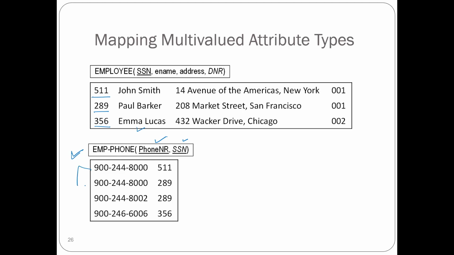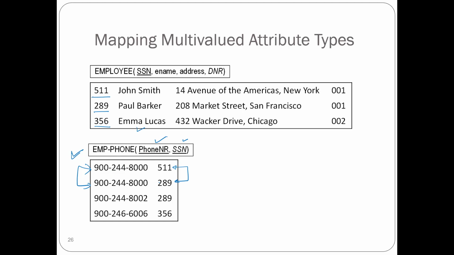So let's look at the first two phone numbers. 900-244-8000, 900-244-8000. So this phone number is shared by two employees, right? It is possible they may be residing in a dormitory, or any house where they have a landline phone number, which is being shared by two employees. Good. So just the phone number cannot be used as a primary key because you can have duplicates, right? Therefore, the primary key should be a combination of phone number as well as SSN.